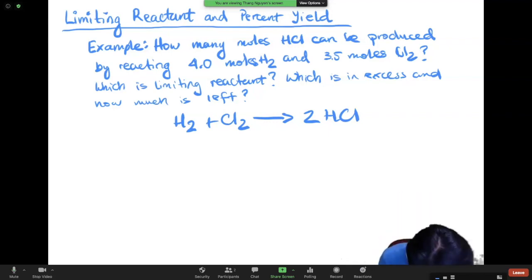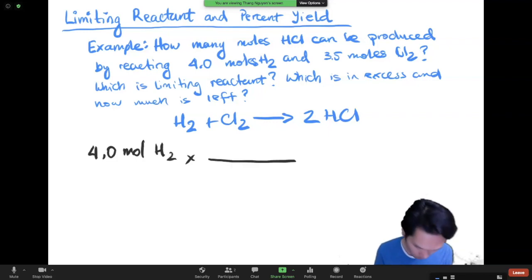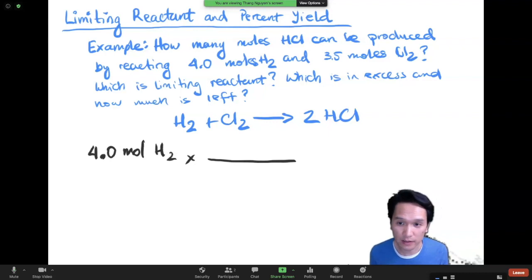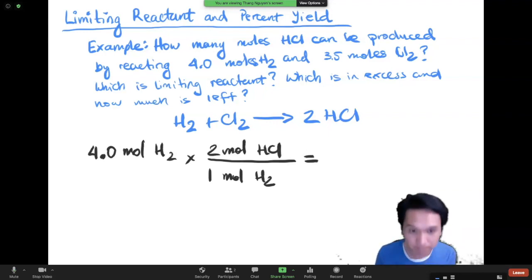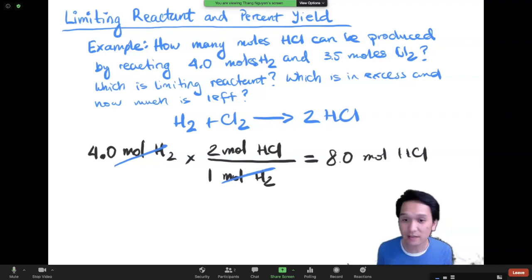Start with H2. We have 4 moles of H2. So to calculate how many moles of HCl we produce, we need the mole ratio between H2 and HCl. The calculation is set up properly, giving us cancellation of moles of H2 and ending with units of moles of HCl. Okay, so that's scenario 1.